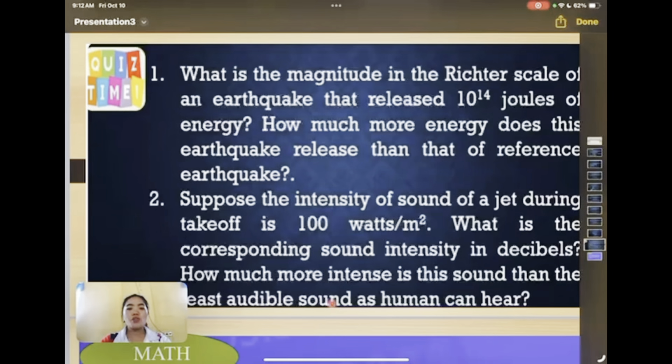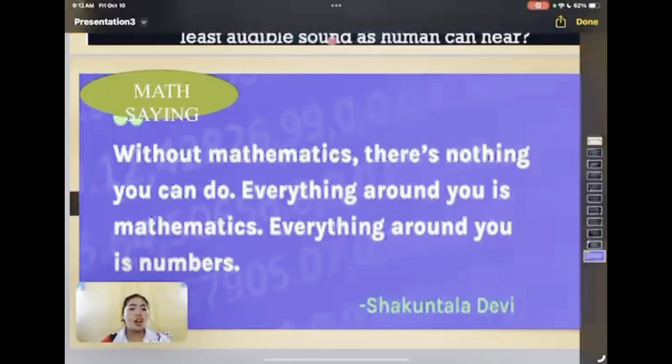So before we end our lesson, let's have a math saying. Without mathematics, there's nothing you can do, and everything around you is mathematics. Everything around you is numbers.